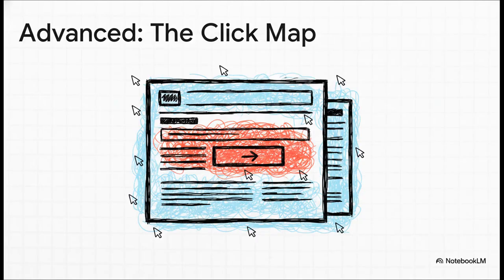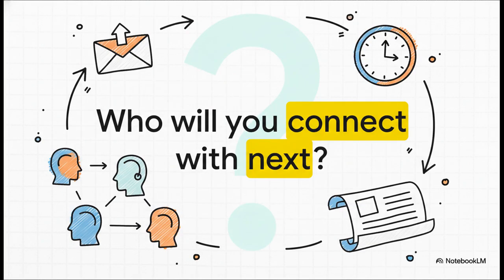And you can even go deeper with a feature called a click map. This is a really cool visual tool that shows you a heat map of your email, highlighting exactly where people are clicking. It gives you some incredibly powerful insights to help you make your next email even better. So there you have it, the complete blueprint to go from zero to a fully automated, personalized welcome campaign. You've got a system that's ready to build relationships for you around the clock. The only question left is, who will you connect with next?